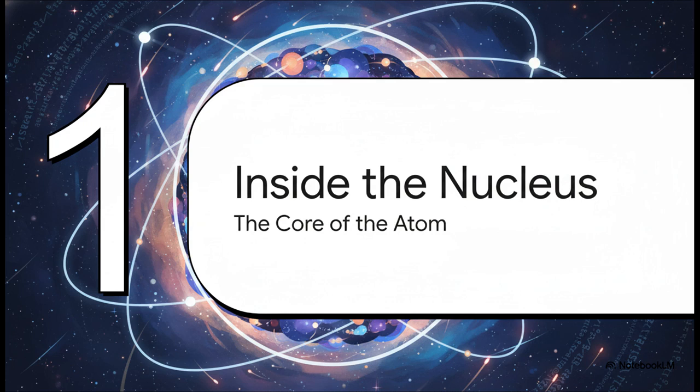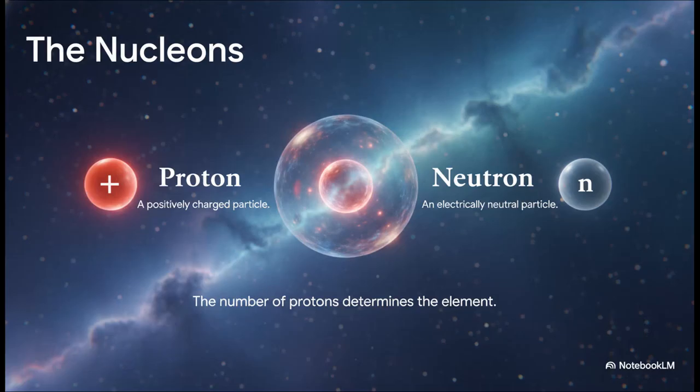So if we want to understand that energy, our investigation has to start where all the action is, inside the unbelievably dense, tiny core of the atom. We're going inside the nucleus. Now, inside the nucleus, we've got 2 key players. First, you have the protons, which are positively charged. They're the ones that determine an element's identity. You can think of it as their atomic ID card. Then you have the neutrons, which are neutral. At first glance, these neutrons might just seem like packing material, but trust me, their role is absolutely critical.